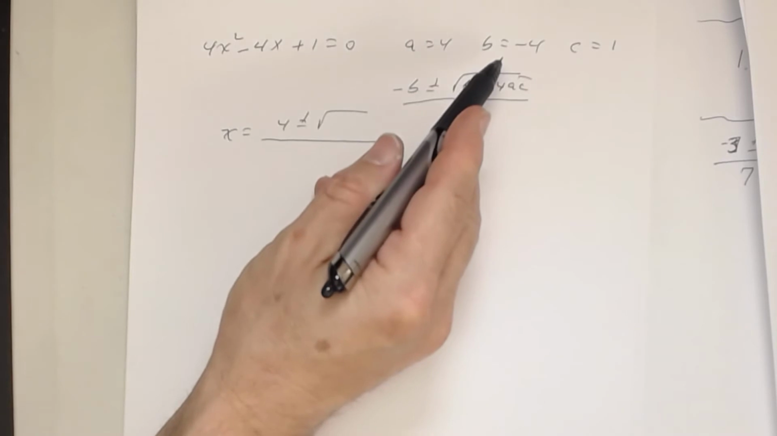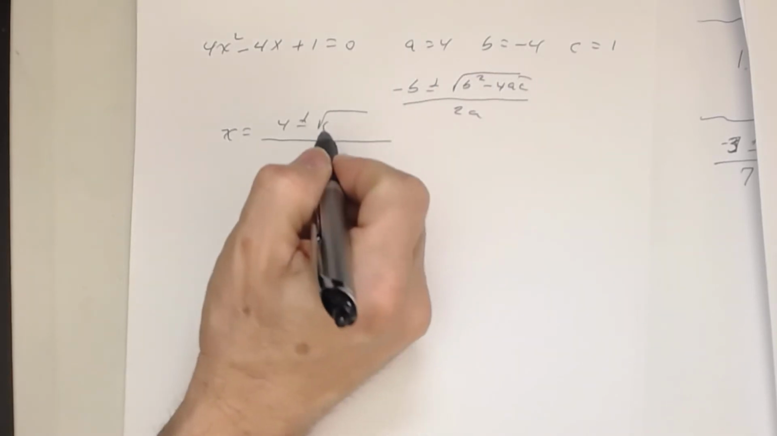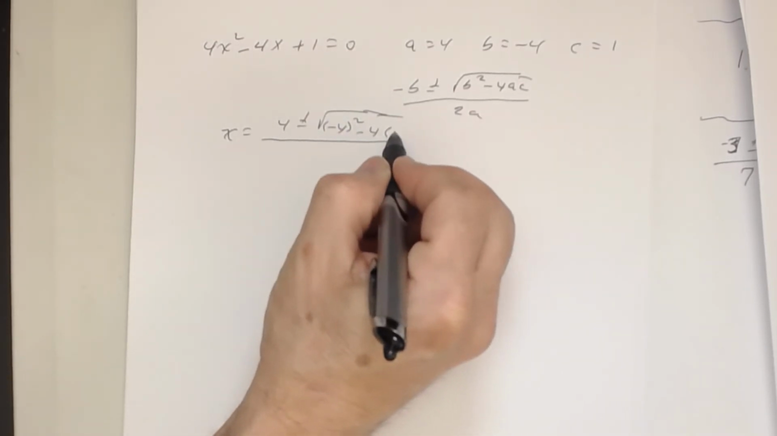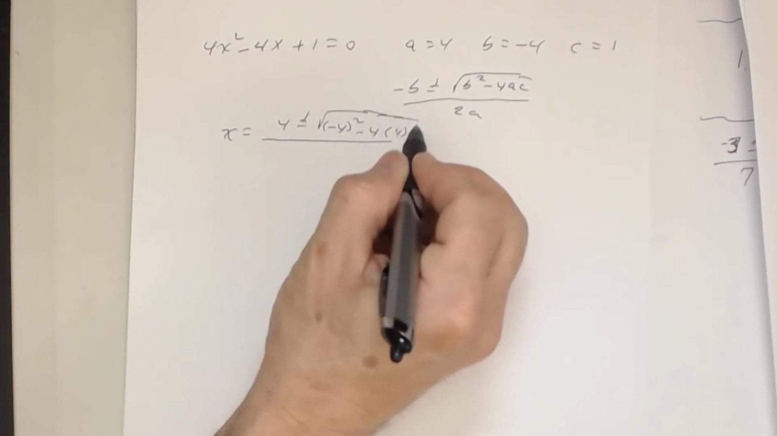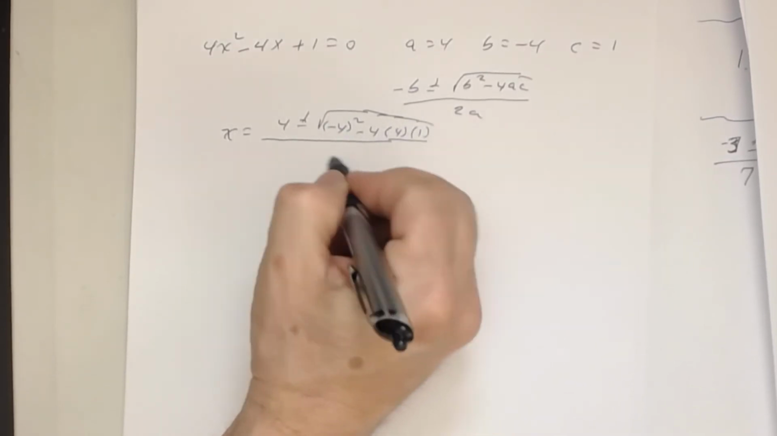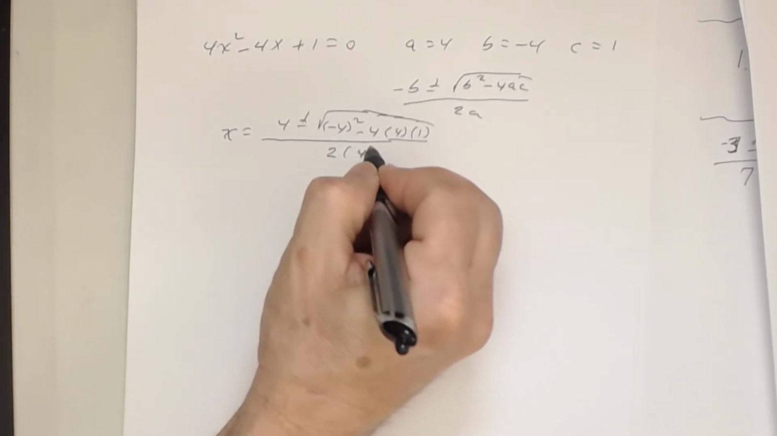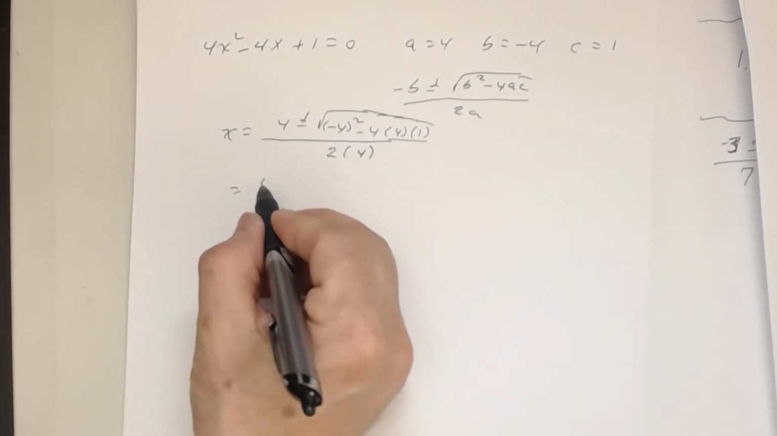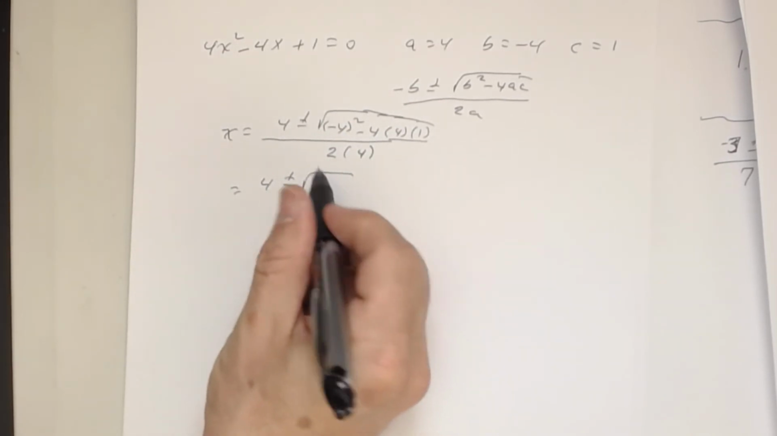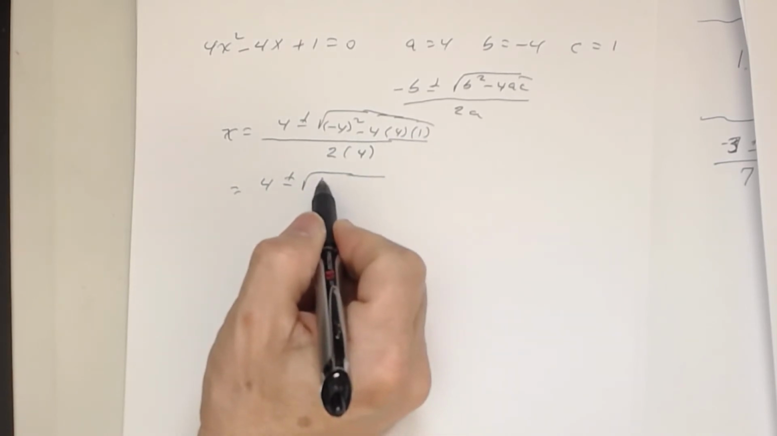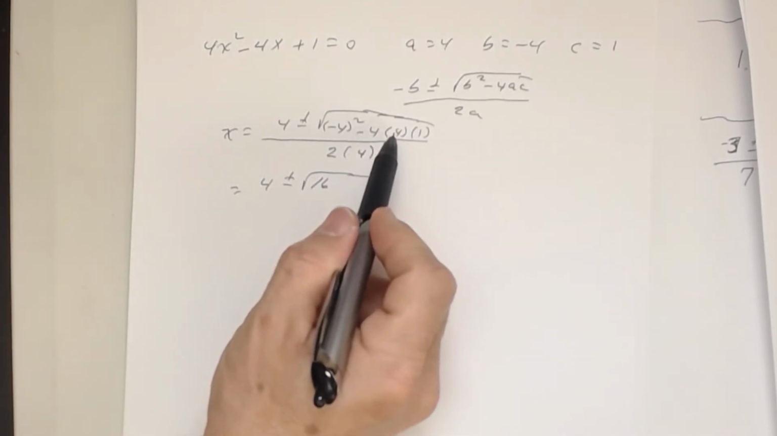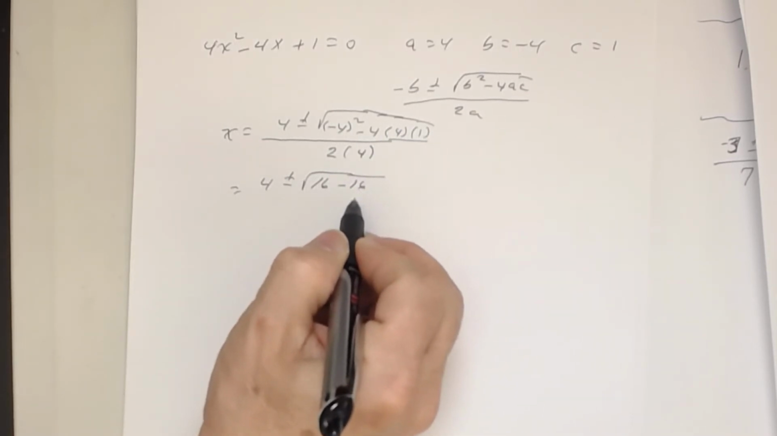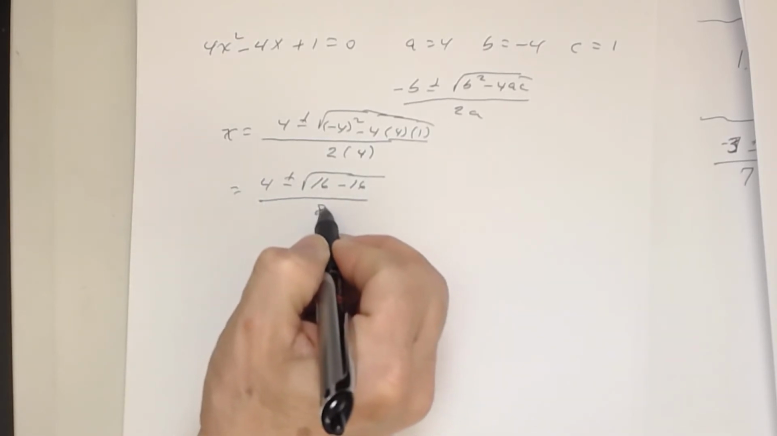What's B? -4. I'm squaring that, right? Put -4 in parentheses. Minus 4 times A. What's A? Times C. 1. All over 2 times A. And what's A? Positive 4. Okay, let's simplify the radicand. 4 plus or minus the square root of what's -4 squared? 16. Now what's -4 times 4 times 1? -16, all over 8.